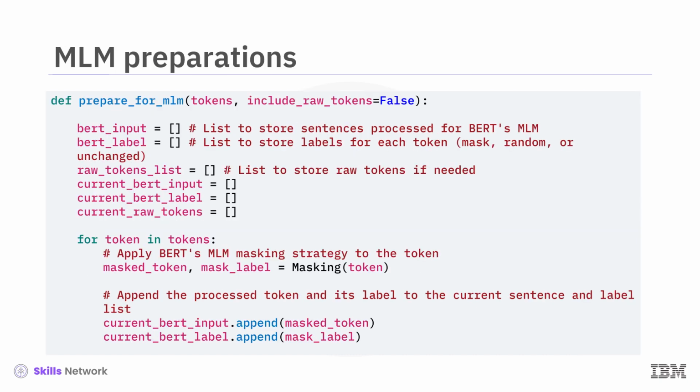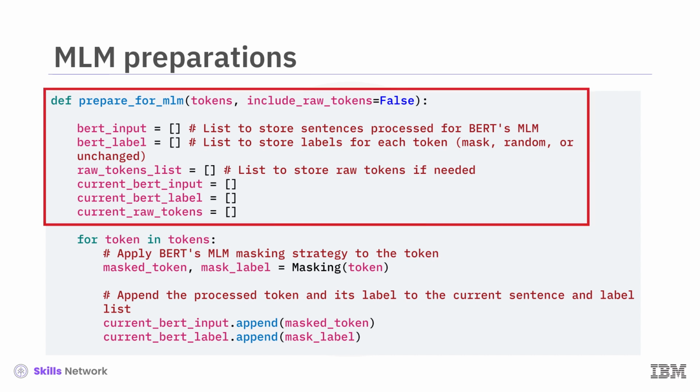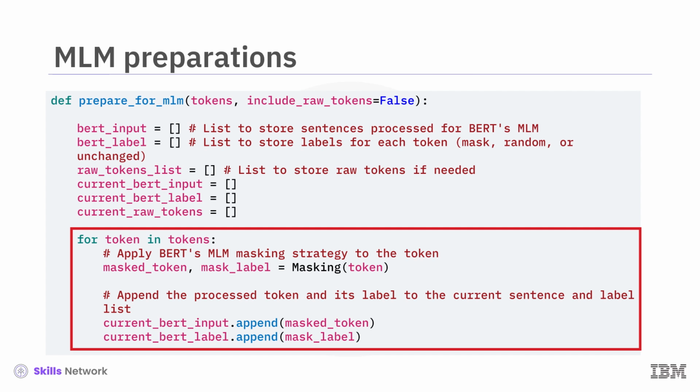The prepare for MLM function is used to prepare tokenized text for BERT's MLM training. The function takes a list of tokens as input and initializes lists to store the processed sentences, labels for each token, and raw tokens if needed. It applies BERT's MLM masking strategy to each token, replacing it with a masked token and assigning a label indicating whether the token was masked or left unchanged.